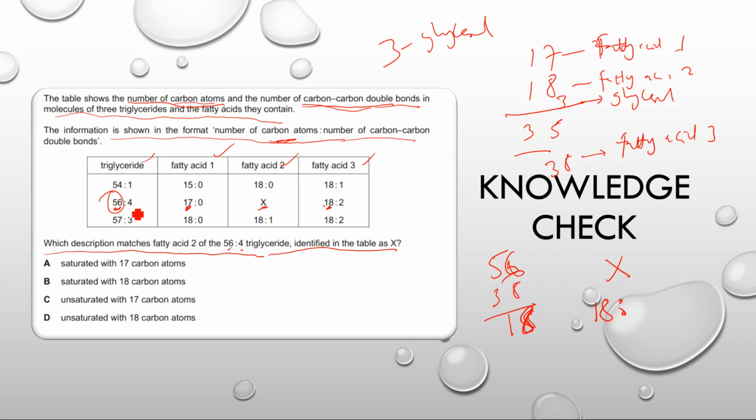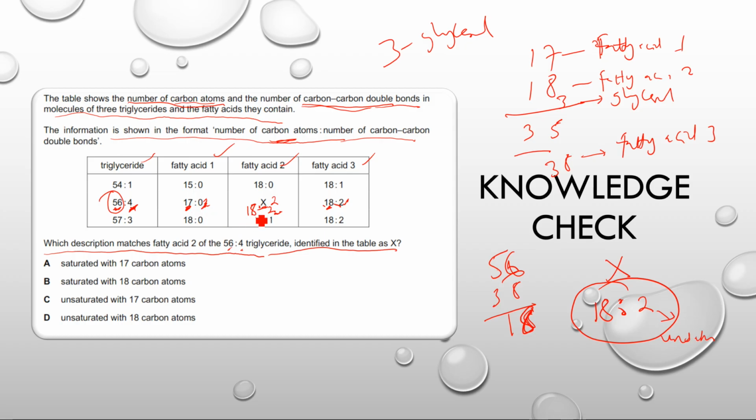Remember, we have 4 double bonds here. Out of these 4, fatty acid 1 doesn't have any. Fatty acid 3 has 1. So fatty acid 2 should have 2 to balance it to 4. That means 18 is 2, right? And 2 means that it is unsaturated. So it has 18 carbons for that fatty acid, and then 2 double bonds. So 2 plus 2 gives us 4.